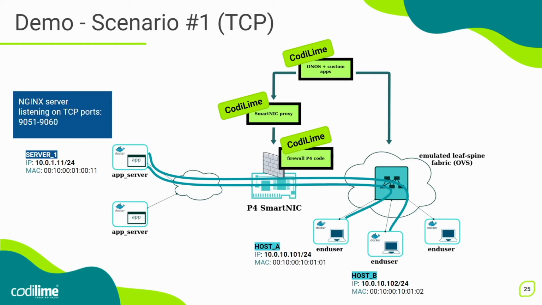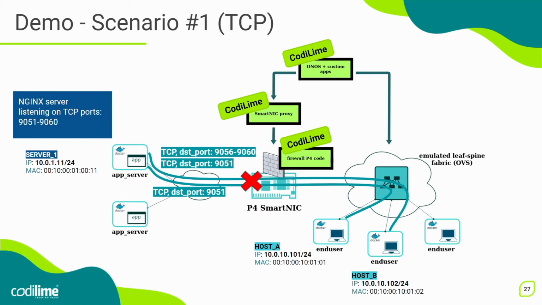An instance of the HTTP server is running on server 1. It is based on Nginx, and it is listening on 10 TCP ports, as you can see. In the zero config state, host A and host B can access the service without any issues. In the first step, we'll block traffic coming from the IP subnet, which includes host A and host B, but only for one TCP destination port value.